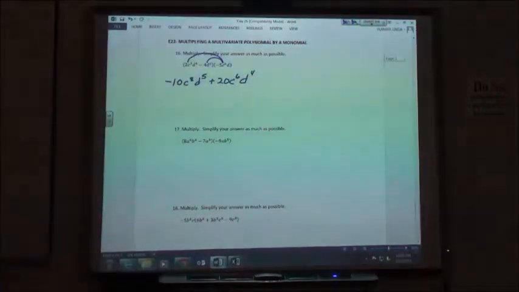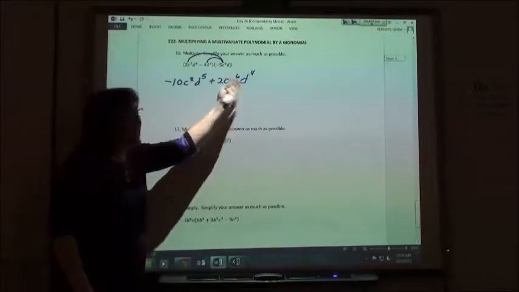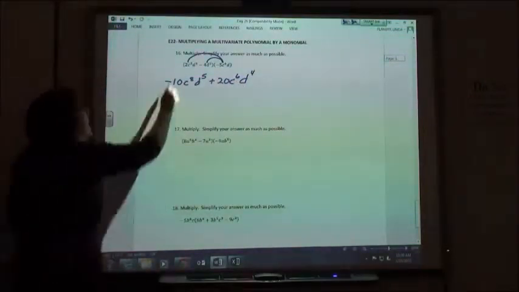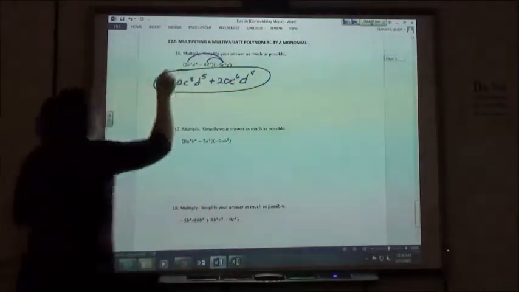So I got negative 10 c to the 8th d to the 5th plus 20 c to the 6th d to the 4th. And again, those are not like terms because my variables aren't exactly the same, so I can't really add or subtract those. I just have that crazy looking answer.